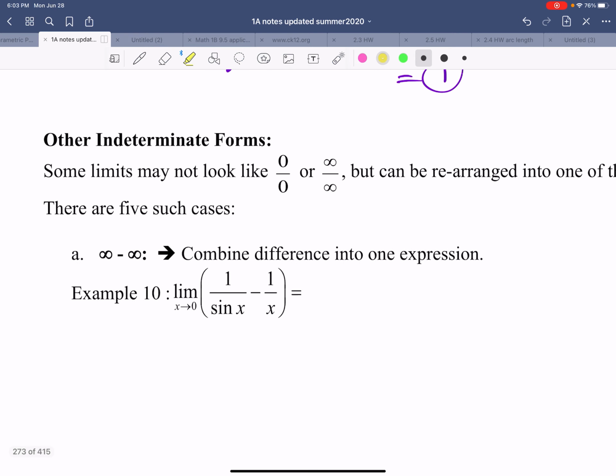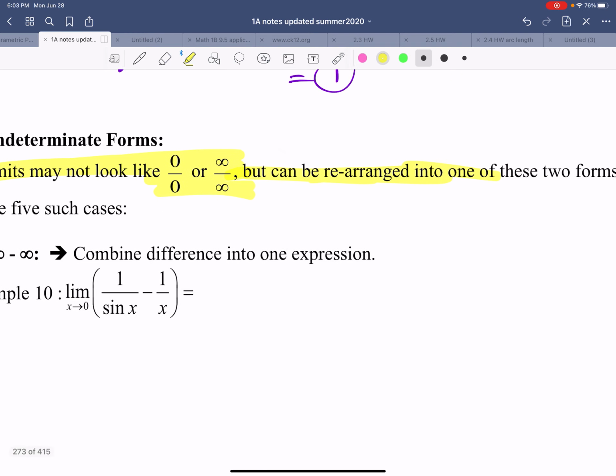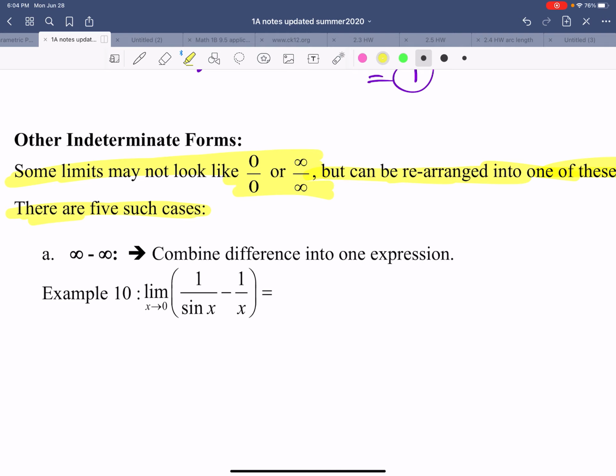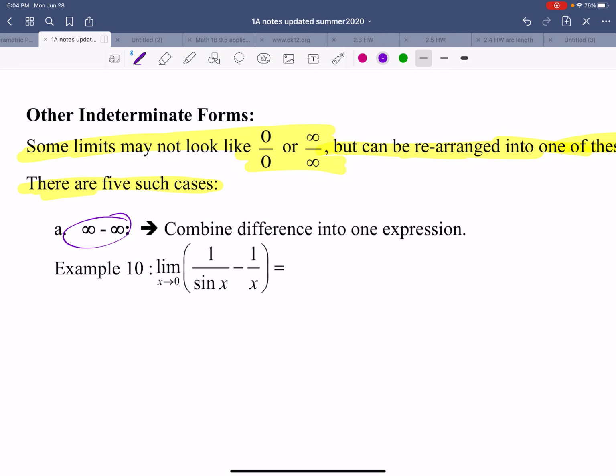Now we're going to look at some other indeterminate forms that don't look like 0 over 0 or infinity over infinity. We can rearrange them into one of those two forms. There are 5 such cases. The first one is infinity minus infinity. So here, limit x approaches 0, 1 over x, with x being very close to 0, is 1 over a very, very small number, which is infinity. Same thing here. That would be infinity minus infinity.